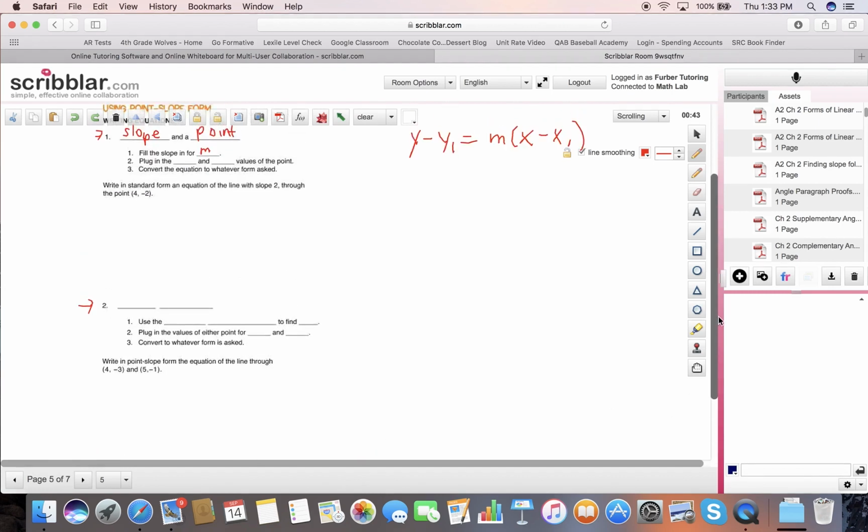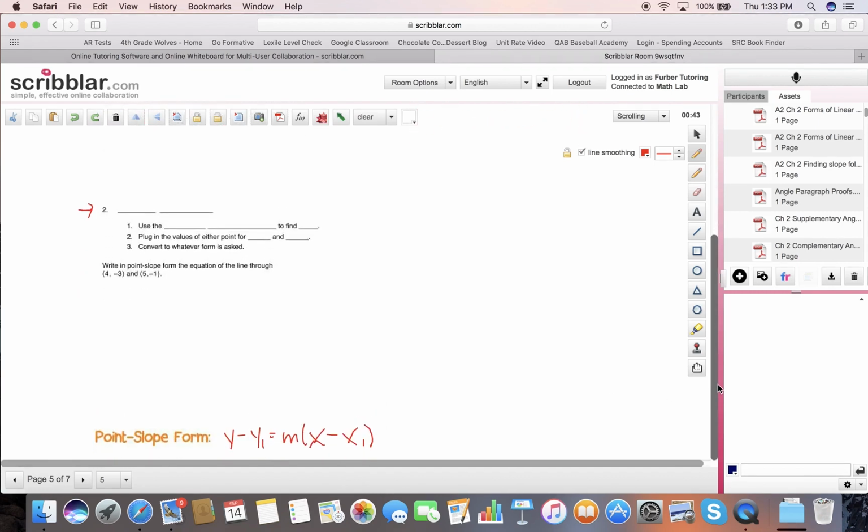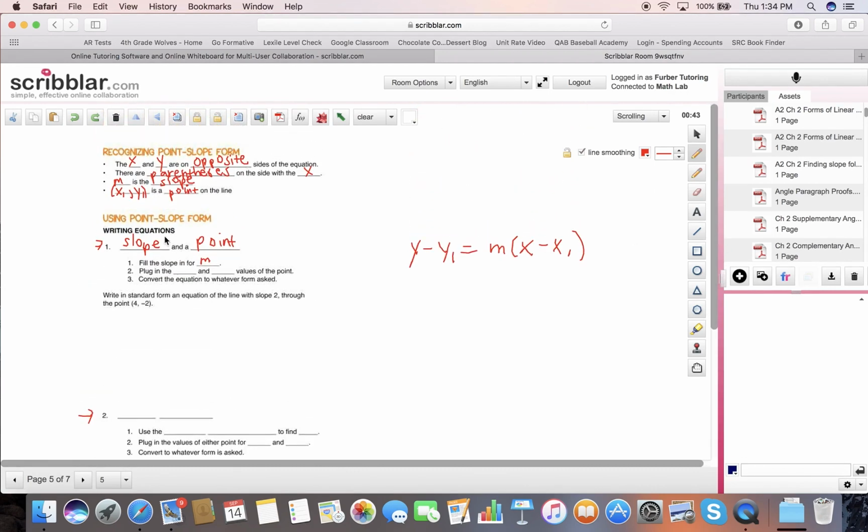So I'm going to be filling that equation in, and I'm going to be filling in the m and the x1 and the y1. So the m is given to you if they give you the slope. Then we're going to, after that, plug in the x1, y1 values of the point that's given in the problem, because they're going to give us a point and a slope. And then we can convert to any equation it's asking us to. Okay, we can convert from point slope to standard form. We can convert from standard form to slope intercept form. We'll talk about how to do that when we get to the slope intercept form.